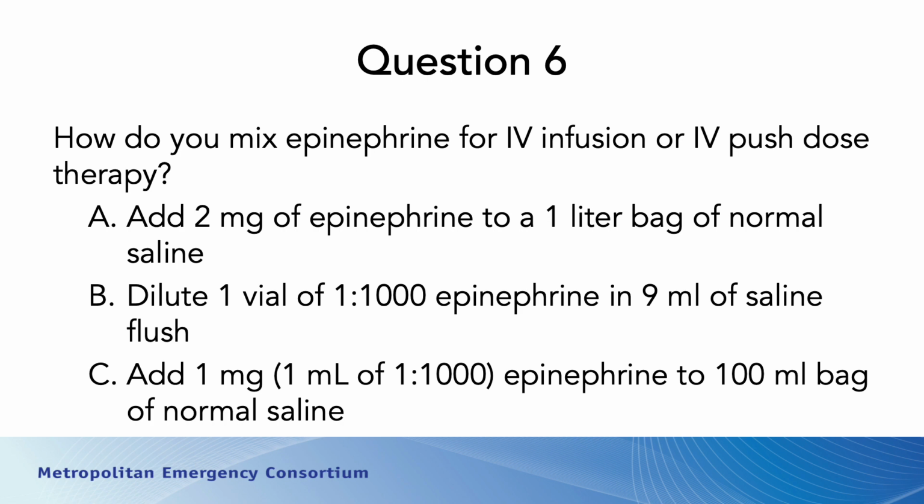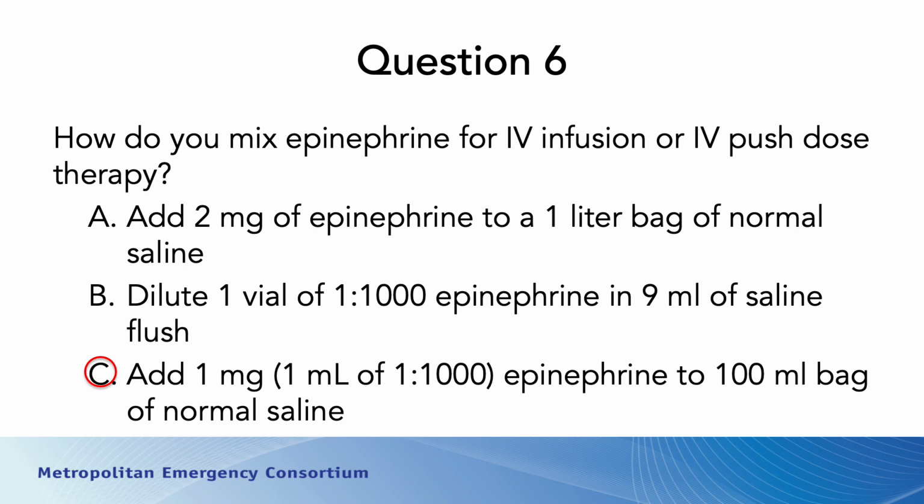This is just a basic question because I know it's been asked of me personally several times over the past year. How do you mix epinephrine for IV infusion or IV push dose therapy? You put 2 milligrams in a liter, dilute 1 vial of 1 to 1,000 epi and 9 mLs of saline flush, or add 1 milligram of the 1 to 1,000 to a 100 ml bag of normal saline. The correct answer is C.